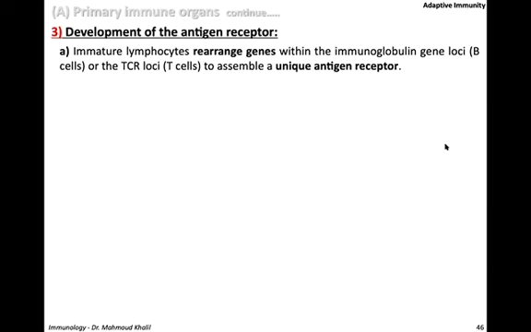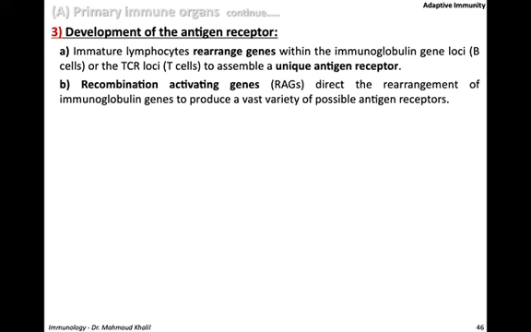For the development of the antigen receptor, we now have an immature lymphocyte that can rearrange genes within the immunoglobulin gene loci, which is either B cell or the TCR loci, as we said in the last lecture. Both types of cells try to assemble a very unique antigen receptor with the help of the enzymes, the recombination activating genes, which are called RAGs. These RAGs direct the process of rearrangement to produce a vast variety of possible antigen receptors.